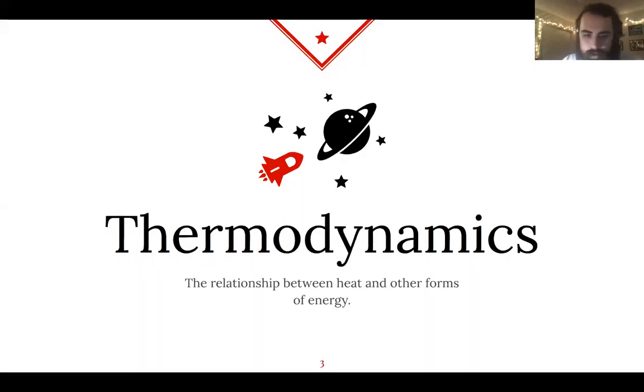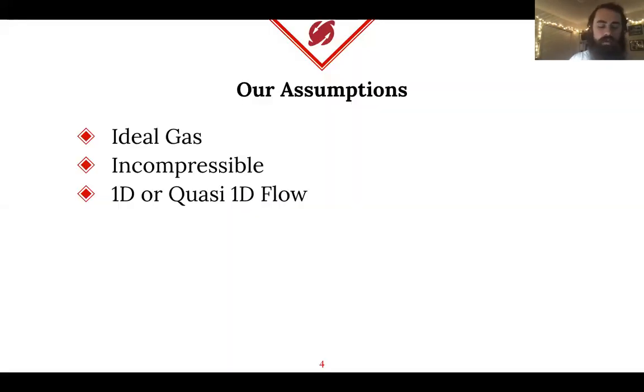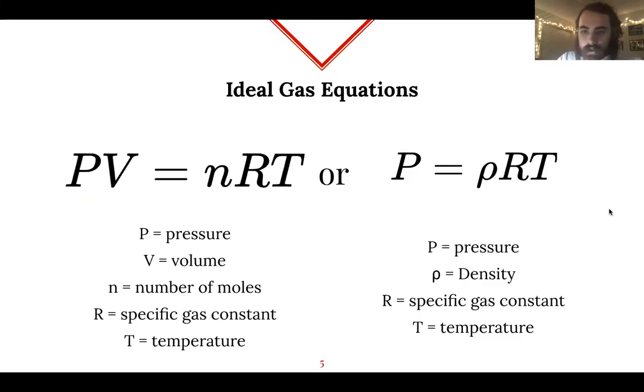So we're going to start with the thermodynamics. Thermodynamics is the relationship between heat and other forms of energy. So for most of our problems, we're going to assume that the medium or the fluid that we're working with is an ideal gas, which means it follows the ideal gas law. It's incompressible, and we'll talk a little bit more about what incompressible means. And it moves in a 1D or quasi 1D flow. One dimension is obviously moving left to right or up and down. Quasi 1D is there's a bit of 2D action going on, but we just assume it's moving in a 1D action.